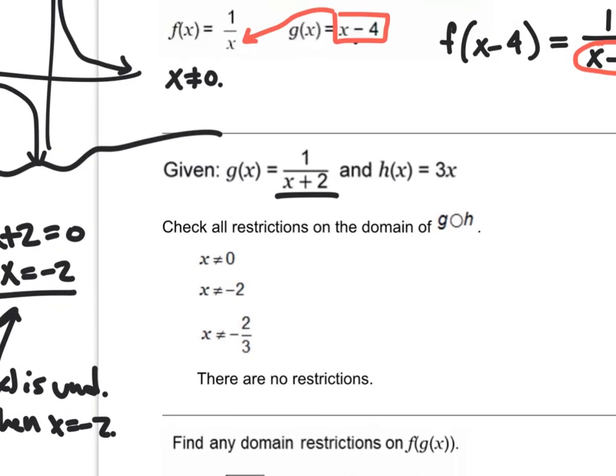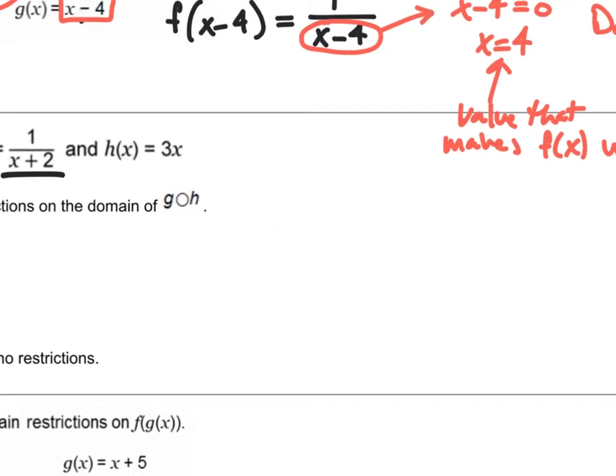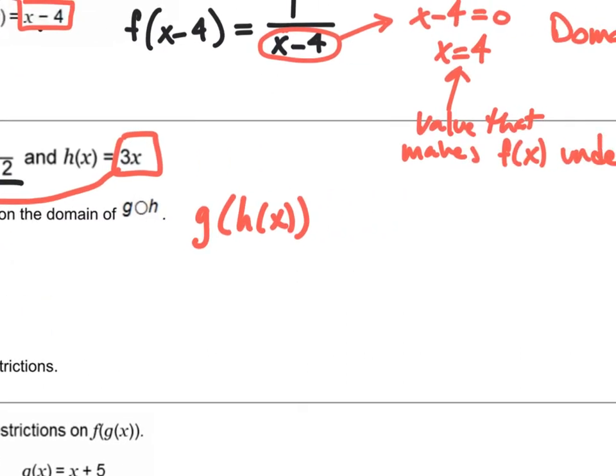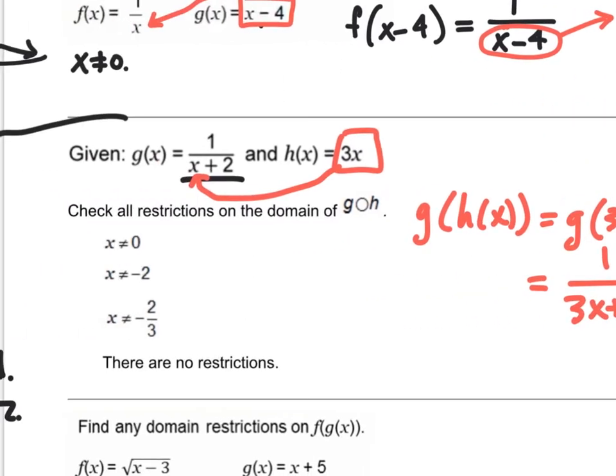Now, when I do a composite function here, and I plug my function h into my function g, when it says g-o-h, that's really g of h of x. So I'm going to take my function h, which is 3x, and plug it into the x of my other function. So this is really just going to give me g of 3x, which is going to give me 1 over 3x plus 2, which is what goes there.